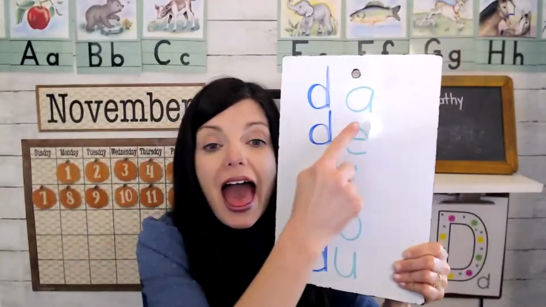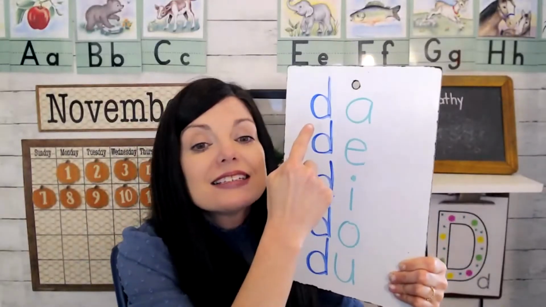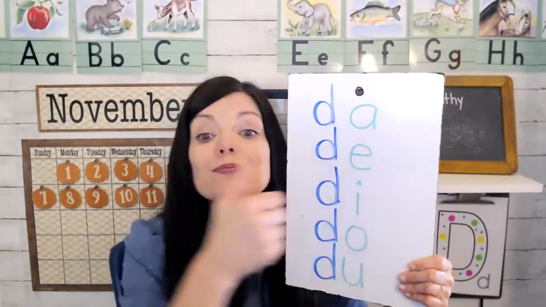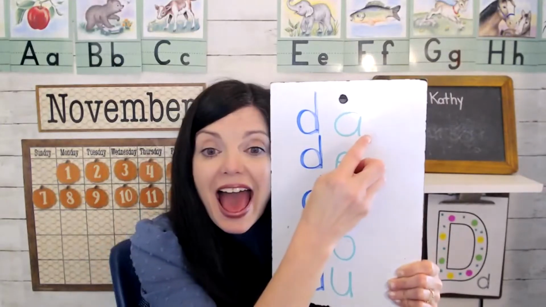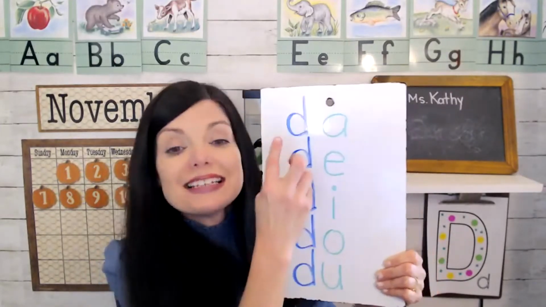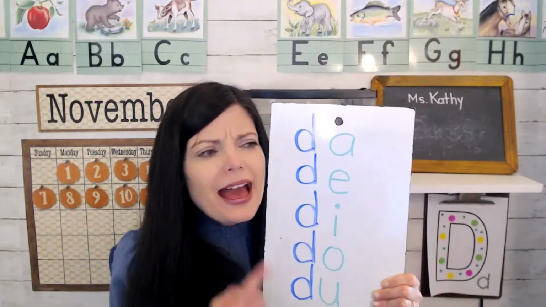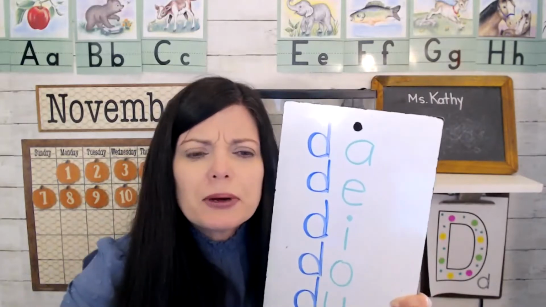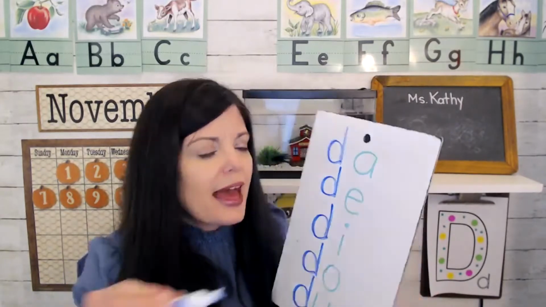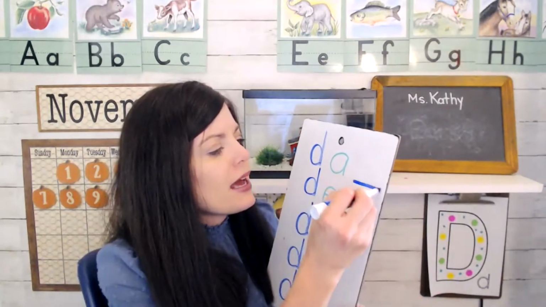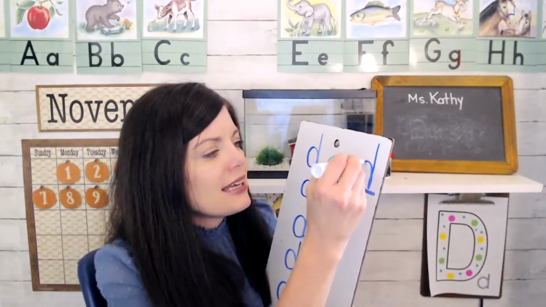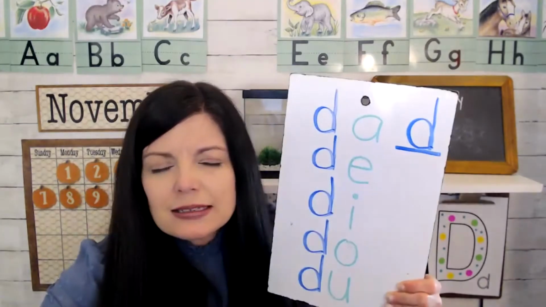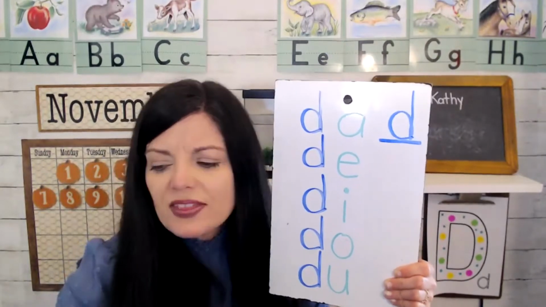All right, let's blend. D, ah, da, da. Good job. Da. I think we can put something at the end. Let's try that. If we put another letter D at the end, I wonder what that would spell.